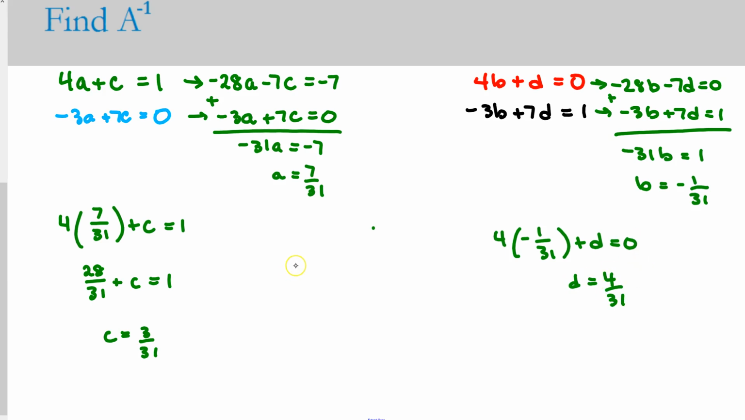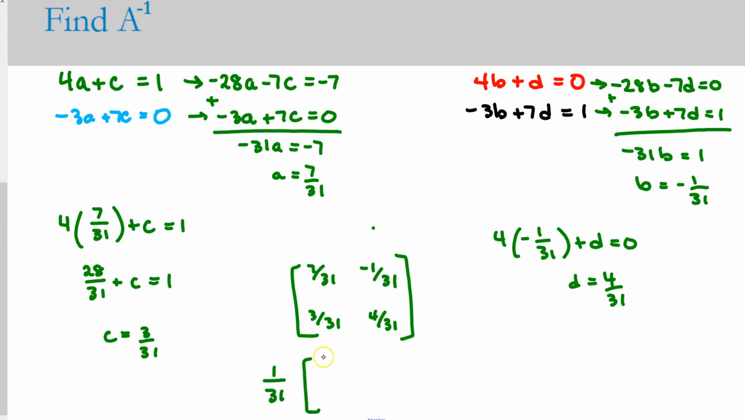Okay, so what I want to do is put these together in a matrix. So the elements A, B, C, and D are 7/31, negative 1/31, 3/31, and 4/31. And what if I factor out 1/31, the scalar? Then I have that multiplied by 7, negative 1, 3, 4. So what I'm curious about is how does this relate back to the original matrix A? So this is A inverse.